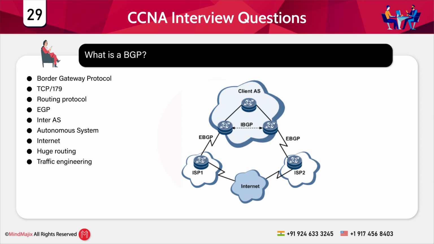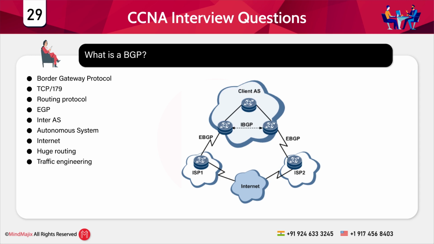BGP stands for Border Gateway Protocol. BGP works on port number TCP 179, and it is a routing protocol, but it is an exterior gateway protocol, meaning it works inter-AS. AS is autonomous system. So most of the internet backbone is working on BGP. It supports a huge routing table where lakhs of routes are available. And we have lots of traffic engineering options in BGP.